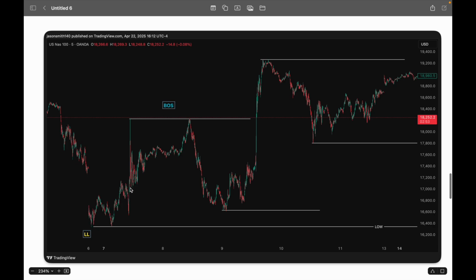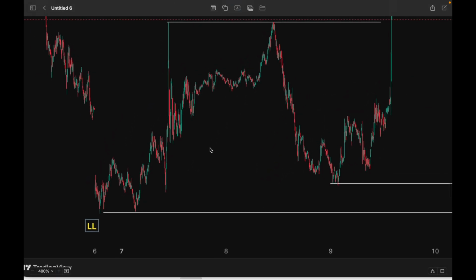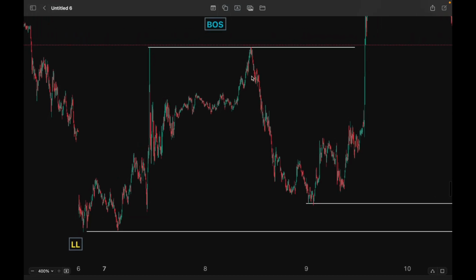Then we had all of this piece of price action. When we zoom in, you can see right over here there's lower highs, lower lows being created. Price moves up, up, down, up, down, up, down, following the higher time frame trend. Same when we come down, up, down, up, down, up, down.